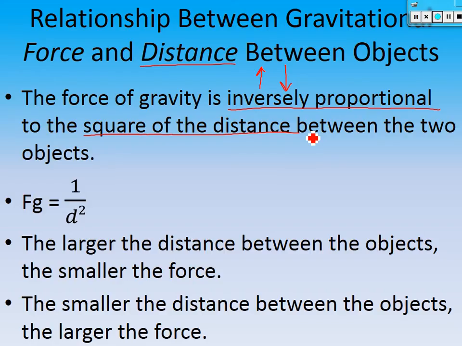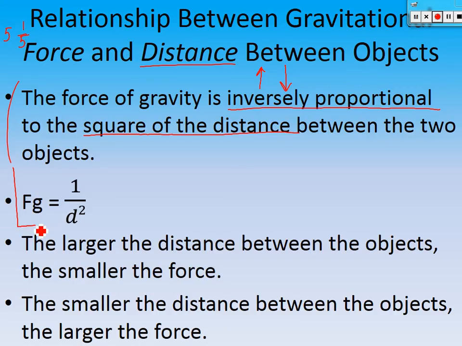This gets a little complicated for students, so let me start slowly. If I give you a number, say 5, what's the inverse of 5? The inverse of that would be 1 over 5, right? So you take the inverse of something, you're just putting 1 over the top of it. Okay? So let me read this definition again. The force of gravity is inversely proportional, so we put 1 over it, to the square of the distance between the two objects.